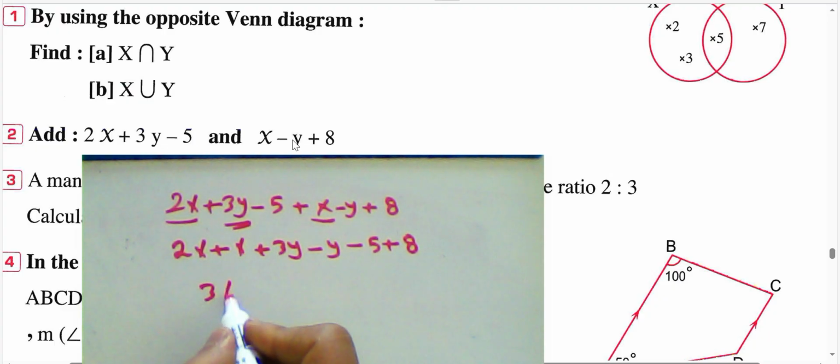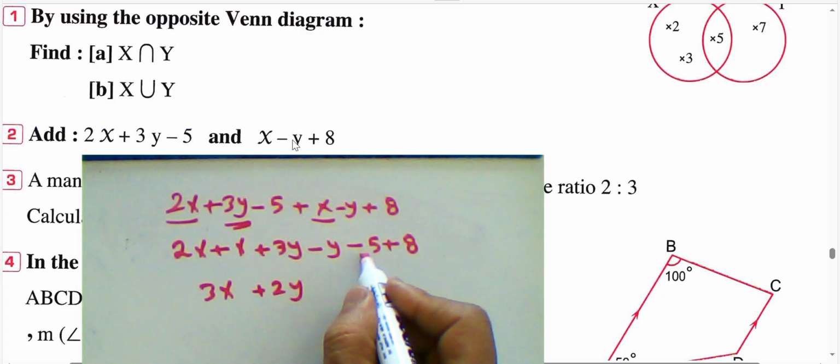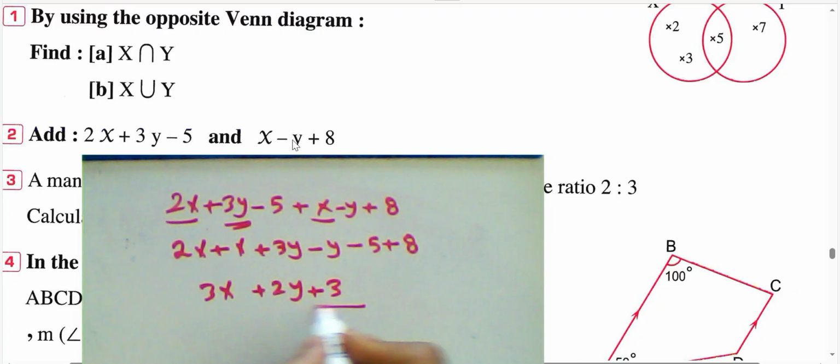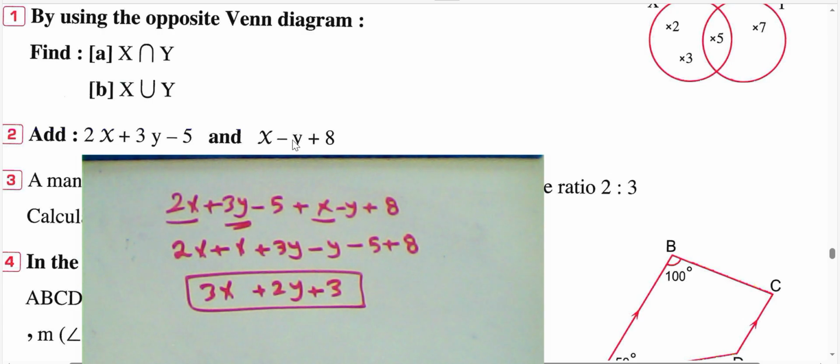2x plus x equal 3x. 3y minus y equal 2y. Negative 5 plus 8 equal 3. Then the answer will be 3x plus 2y plus 3. Understood? Next question.